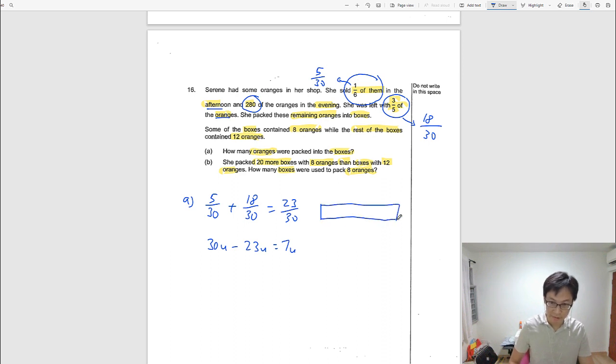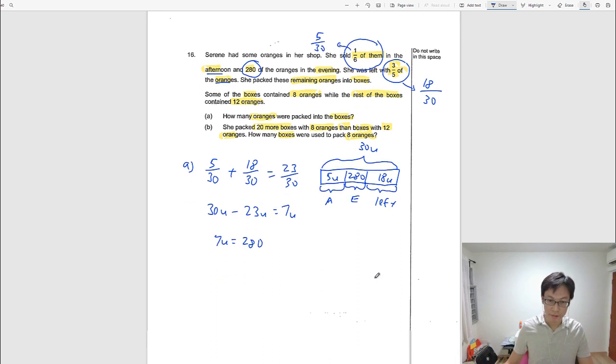Okay, if you don't understand, you can always draw a model for your child. Okay, so in total we have 30 units. Alright, so 5 units are sold in the afternoon. Then she also sold another 280 in the evening. And you are left with 18 units. Correct? So therefore, if you take 30 minus away 18 and 5, which is 7 units, these 7 units must be equal to 280. Okay, you understand?